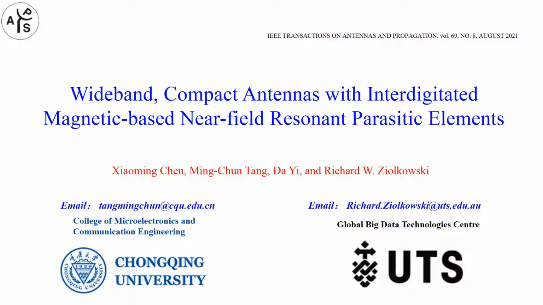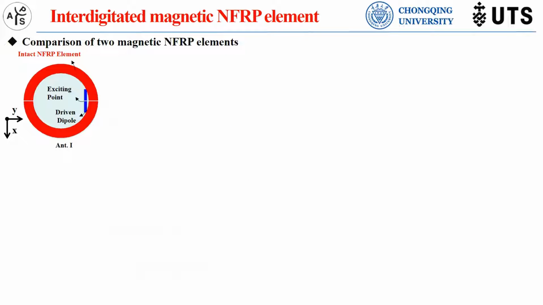This video introduces several wideband compact antennas enabled with interdigitated magnetic near-field resonant parasitic elements. Comparisons of two kinds of antennas based on magnetic near-field resonant parasitic elements were introduced. The first one is an intact near-field resonant parasitic loop element excited by a driven dipole.